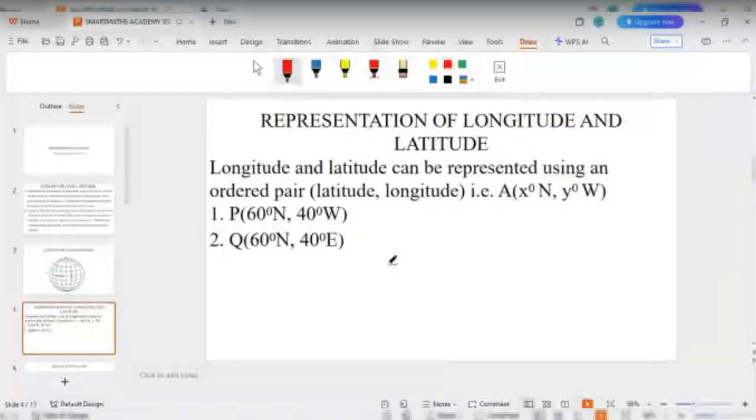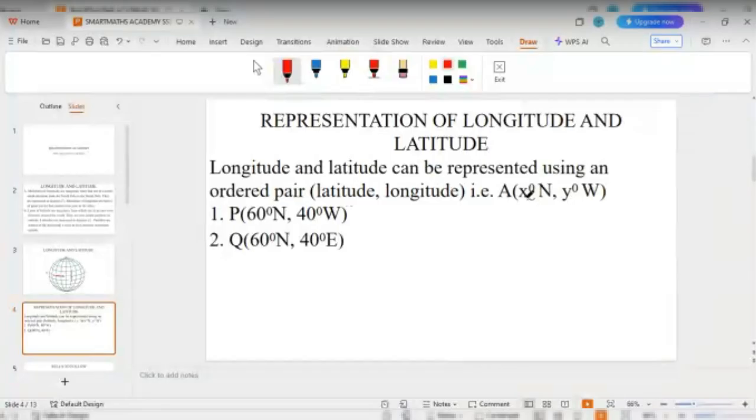So we move to the next slide. In the next slide, we are going to the representation of longitude and latitude. According to the diagram, you can see the line of longitude is on the vertical axis, while the lines of latitude are on the horizontal axis. So longitude and latitude can be represented using an ordered pair, (latitude, longitude). Whenever you are given a bracket, the first number in the bracket is for the latitude, while the second number is always for the longitude. That is the point A of coordinate (S degrees north and Y degrees west).